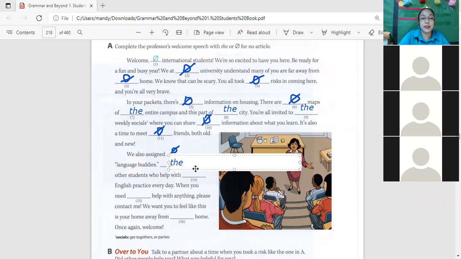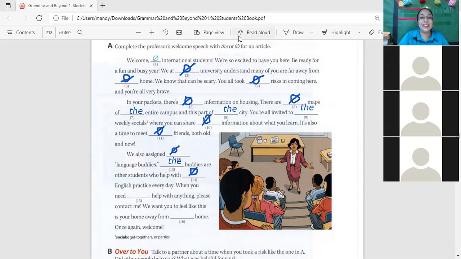In that case, we use the article, the. The buddies are other students who help with only English, exactly, because this one is a language, so we don't use an article. English practice every day. When you need the help or without article?